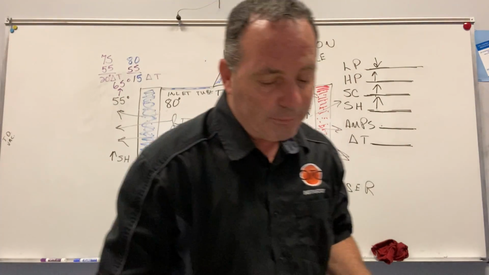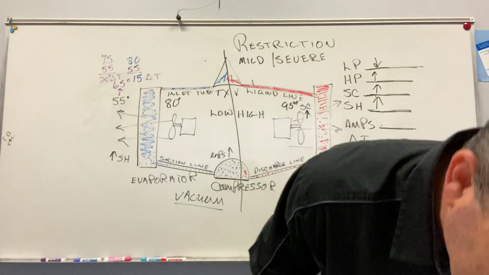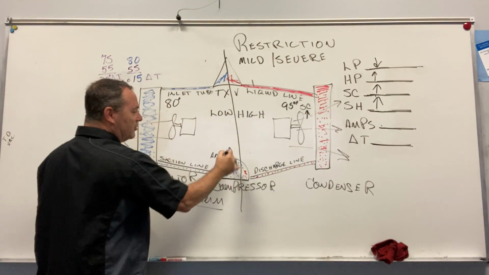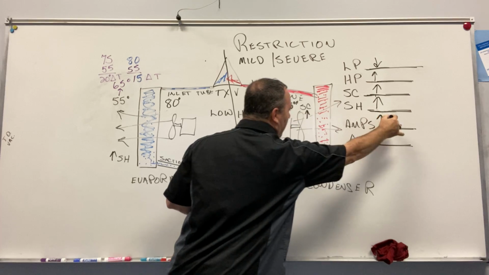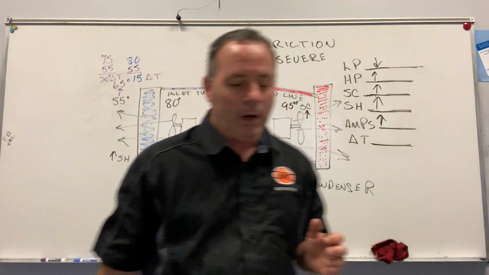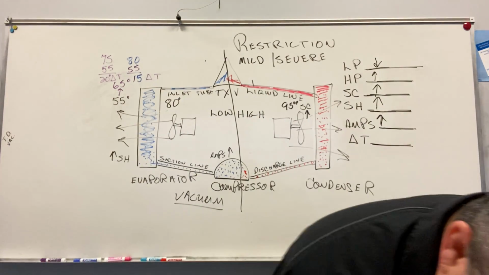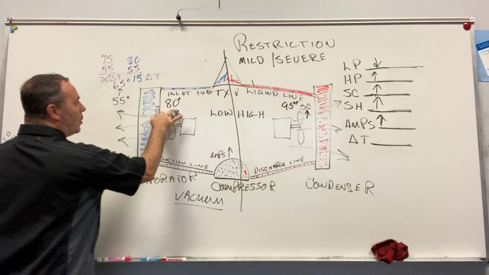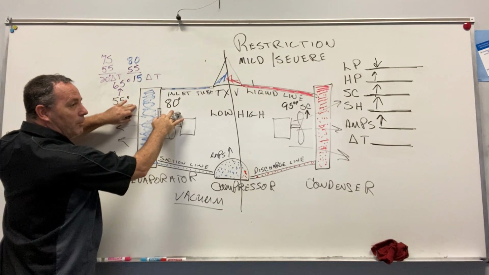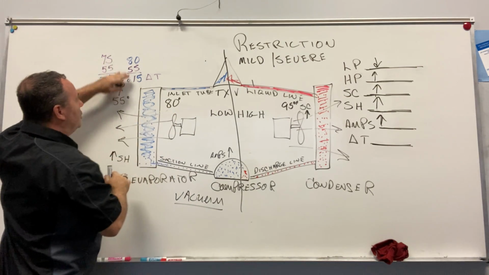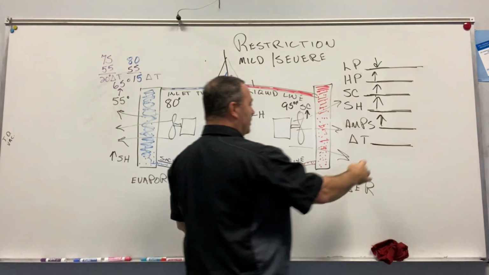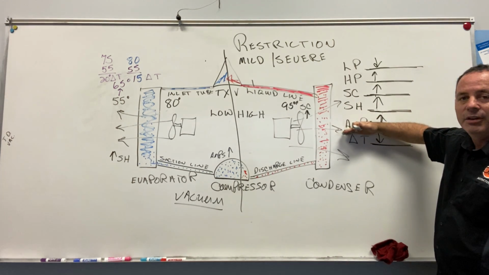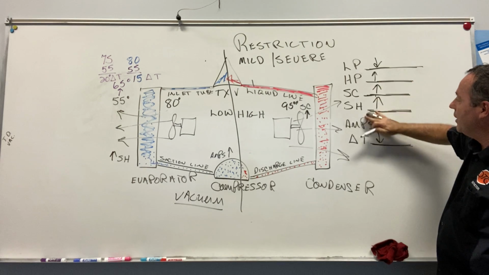Now what happens to your amps during this restriction? The amperage could, because the head pressure is going up, could start going up. And of course your delta T is going to do what? What do you think the delta T is going to do? Well, as this room becomes warmer, you'll start to get a decrease in your delta T. We don't usually ever use delta T's to try to figure out what's wrong with a system. We're going to use this here.